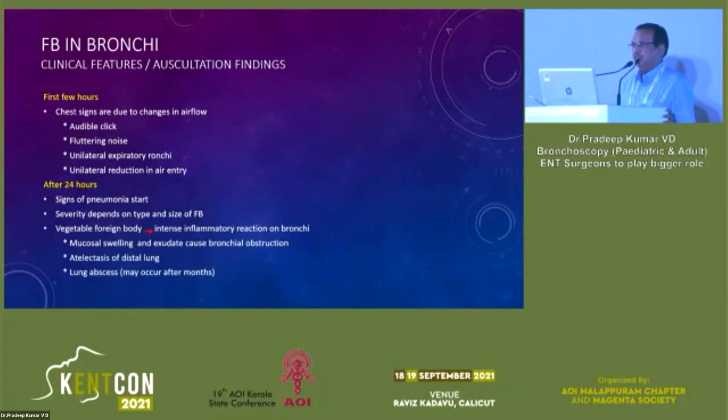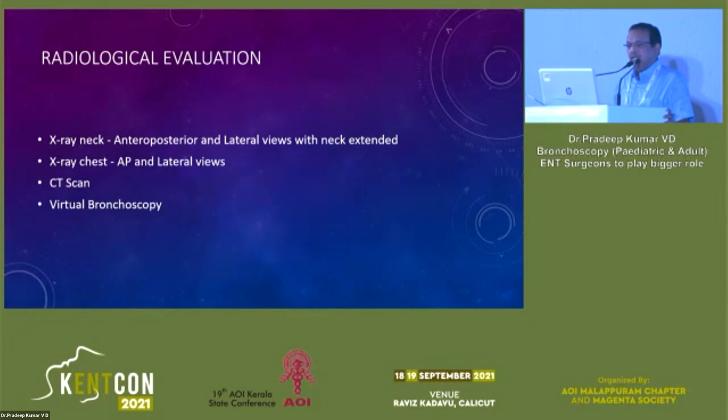And vegetable matter, we know, is notorious for an intense inflammatory reaction. Later, if it's not handled, it produces mucosal swelling and block of the airway to the bronchus, atelectasis of the lung, and a lung abscess can ensue. The radiological evaluation includes X-ray neck, chest, CT scan, virtual bronchoscopy.